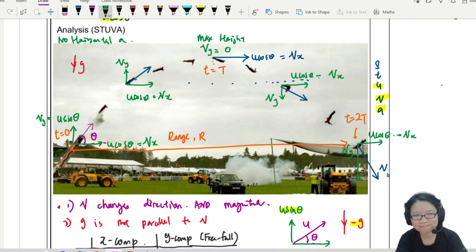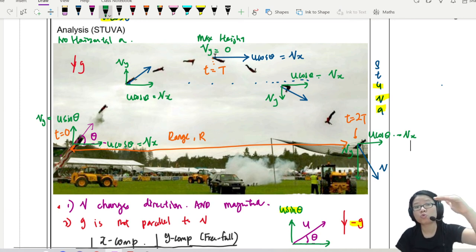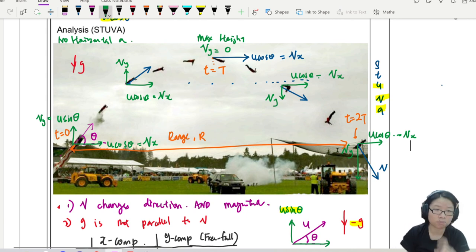So that's all for this part, qualitative. You can describe what is going on. It will slow, and then it will speed up. It never stops, okay?